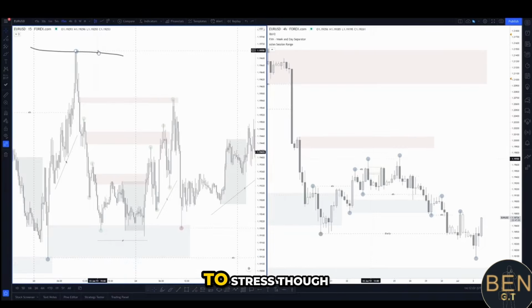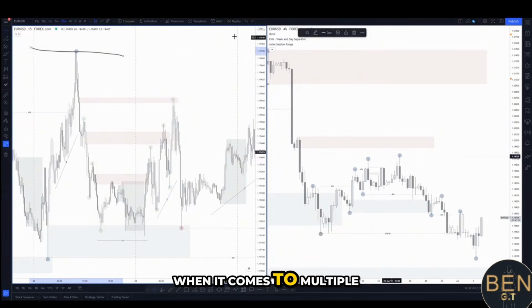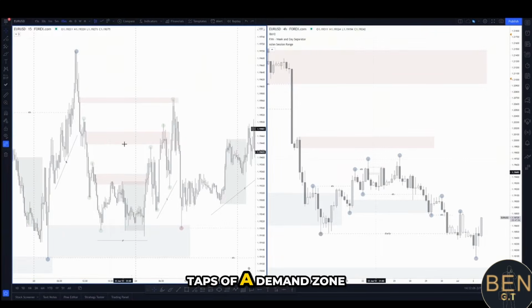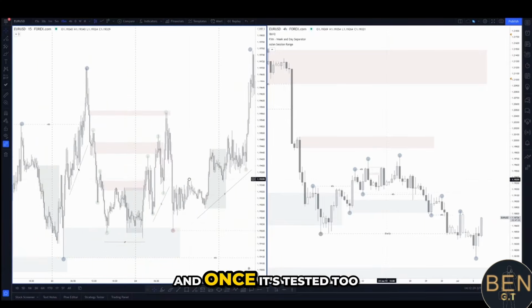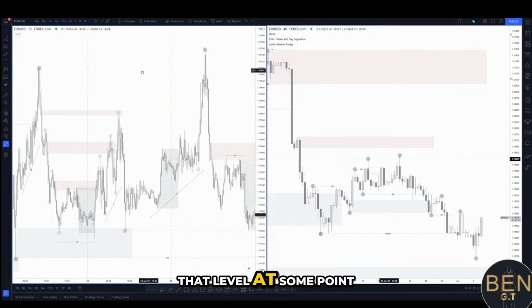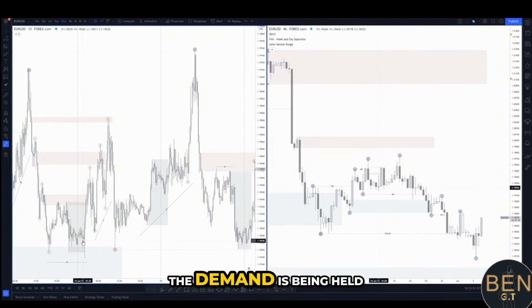Now, one thing I want to stress though, when it comes to multiple taps of a demand zone, is the more taps you get into a supply or demand zone, the weaker those zones are inherently going to get. So at that point, although this is propping up price as it currently stands, it's something that we should be mindful of as price begins to develop, that it can only hold for so long. And once it's tested too many times, then likely we'll see a break of that level at some point. But as we can see, demand is being held.